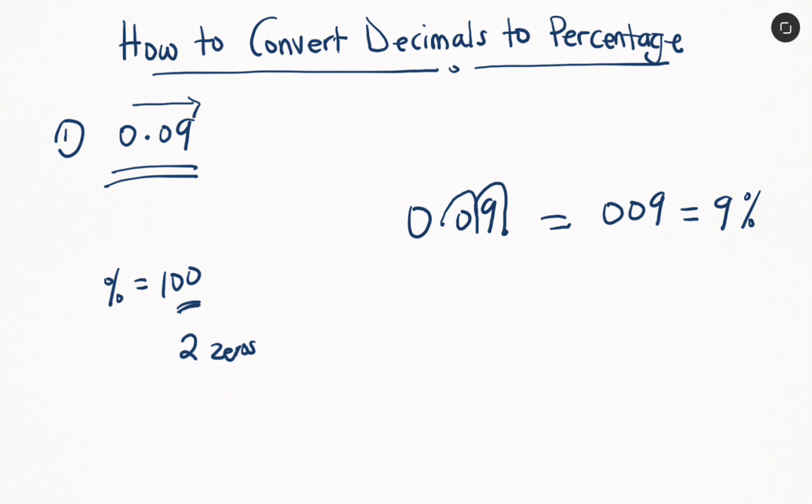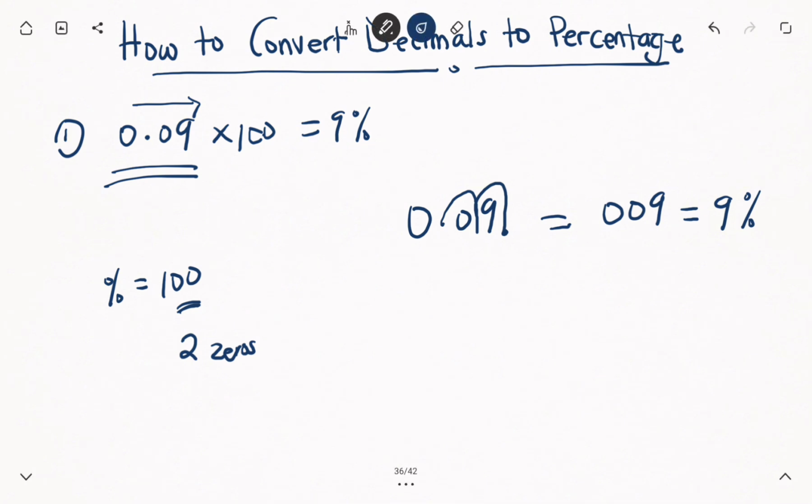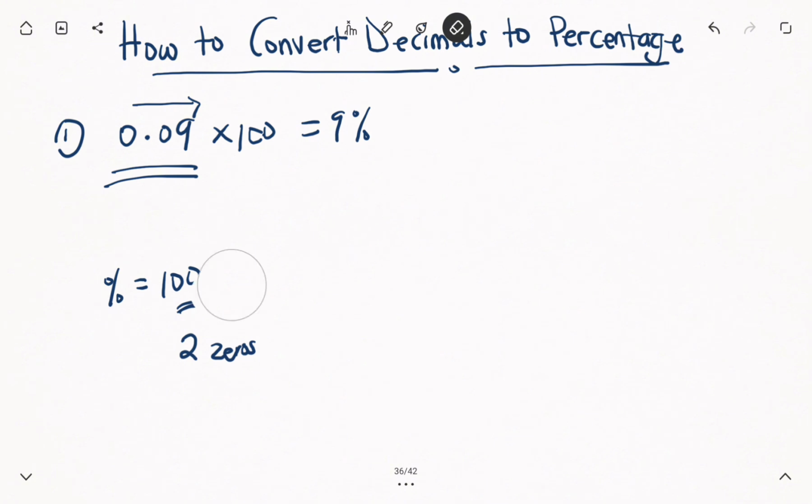Or another way of doing it is simply just by multiplying the 0.09 by 100, and that will give you 9% as your answer, right? So it's either you multiply by 100 or you move the decimal point twice. Okay, all right, so that is the first example. Let's look at other examples.